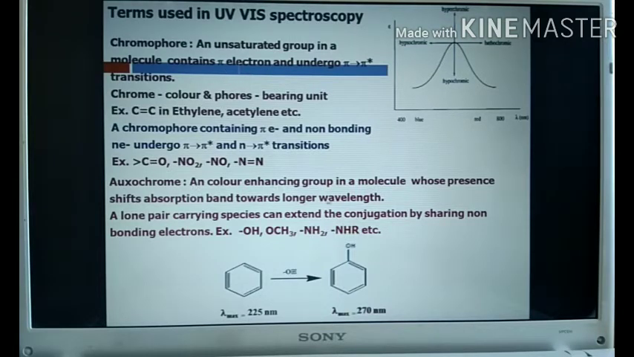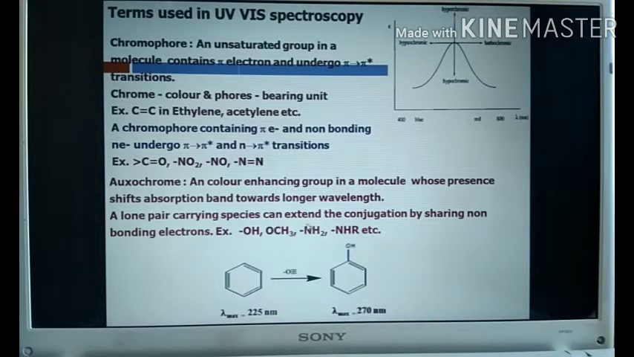A color enhancing group present in the molecule whose presence shifts the absorption band towards a longer wavelength. A lone pair carrying species can extend the conjugation by sharing non-bonding electrons. What is oxychrome? A lone pair carrying species, or acidic or basic species, which shifts the absorption band towards a longer wavelength. Oxychrome means, for example, phenolic OH. Phenolic OH, this is oxygen with a lone pair of electrons.